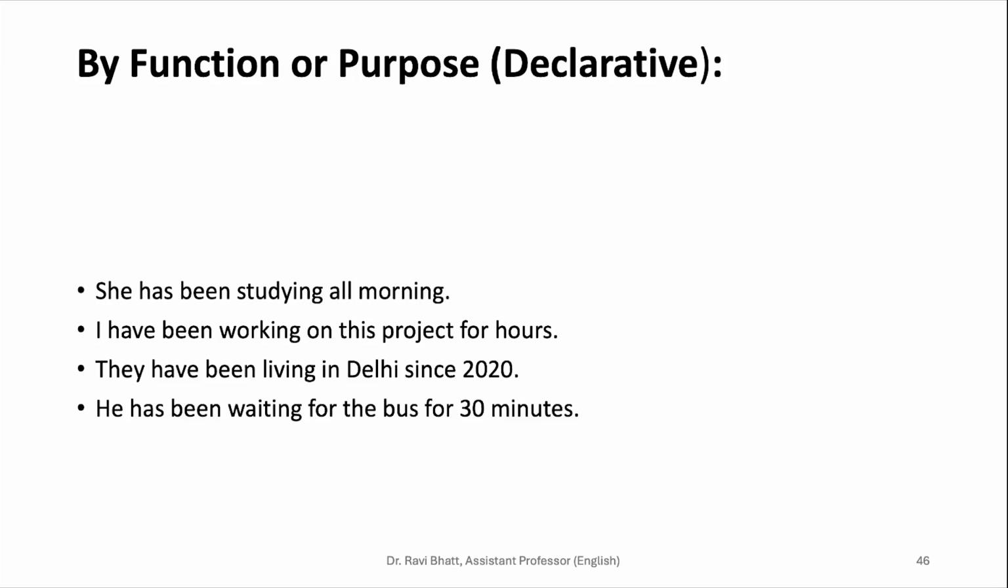Okay. You can see the difference between since and for in the last three sentences that are there in your slide. I've been working on this project for hours. They've been living in Delhi since 2020, and he has been waiting for the bus for 30 minutes.